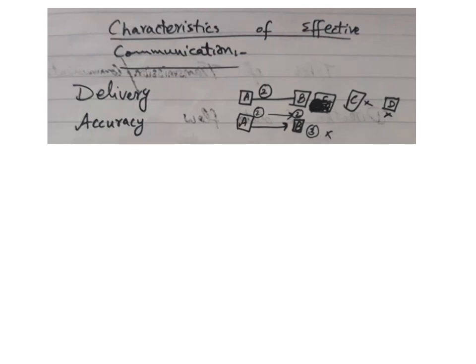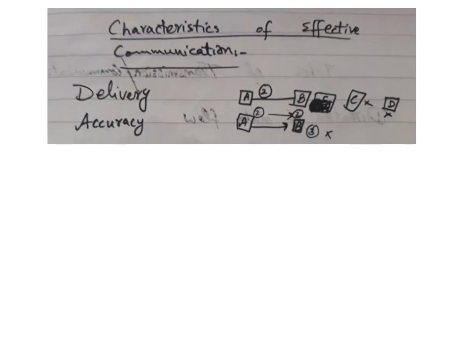Let's move on. The next one is the characteristics of effective communication. The first one is delivery: there are two stations or two systems, A and B, and system A wants to send a message to system B. It means system A has to send the message only to system B, not system C or system D.